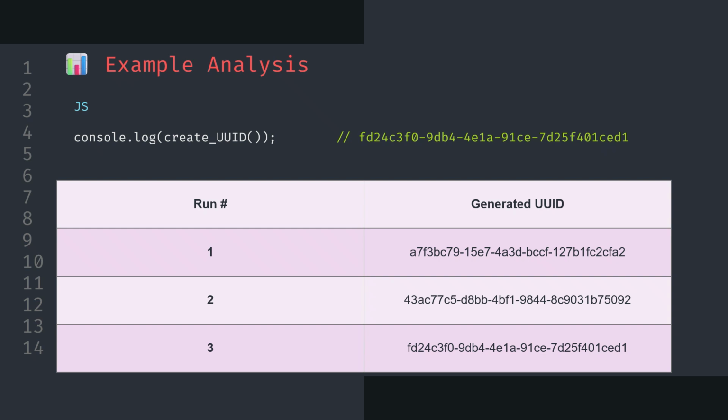Every time we run the function, we get a different UUID. Notice how the structure remains consistent, even though the values change. This makes UUIDs great for things like database keys or API tokens. Let's see where we might use them in real projects.